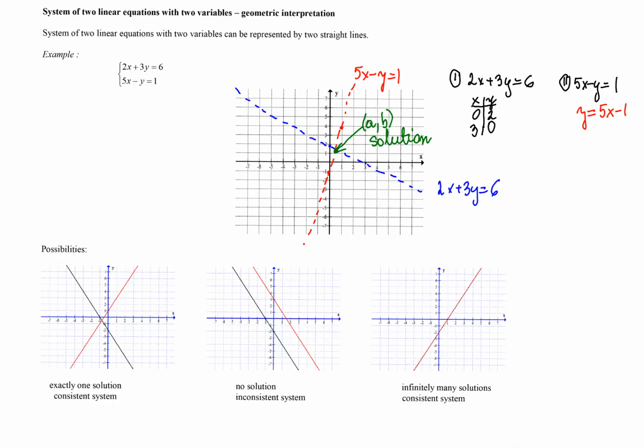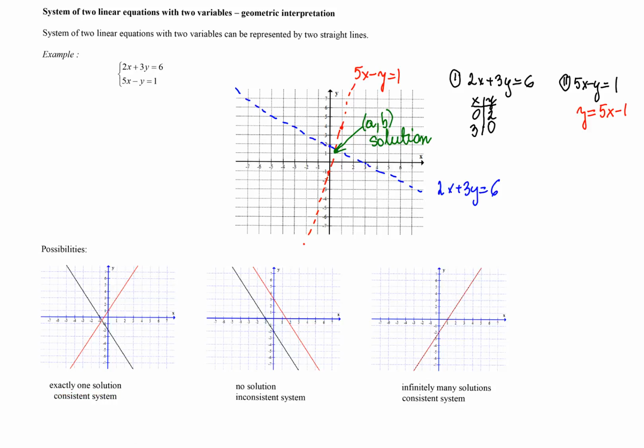Because there are only 3 ways 2 lines can be drawn in a plane, there are only 3 possibilities as far as the solutions of a system of 2 linear equations with 2 variables are concerned. The first case is where we have 2 lines that intersect at one point. This system has exactly one solution.